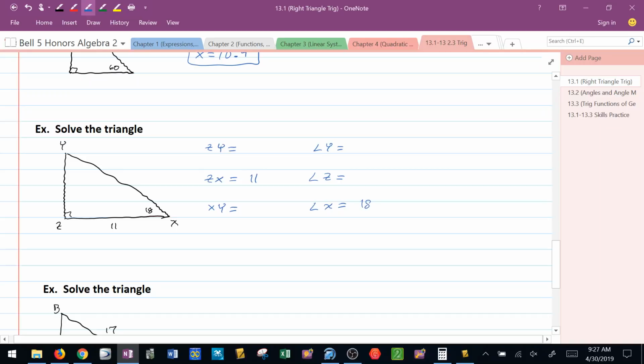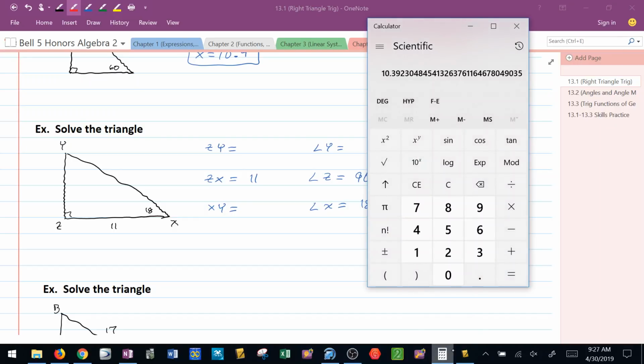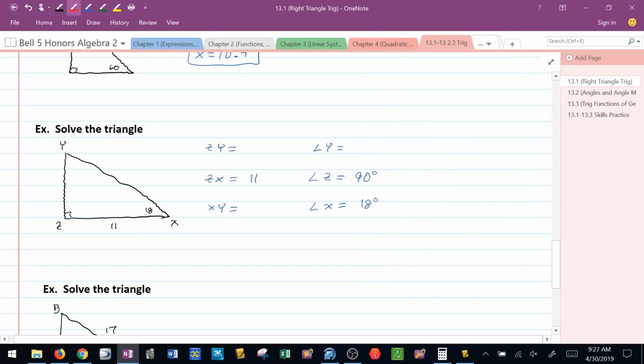Well, angle x is 18 degrees. Angle z is 90 degrees. Now, we all know that in the triangle, there's 180 degrees. So in order for me to find angle y, I can go ahead and do that real quick by simply taking 180 and subtracting 108 from that. So if I have 180 minus 108, I get that angle y is 72 degrees.